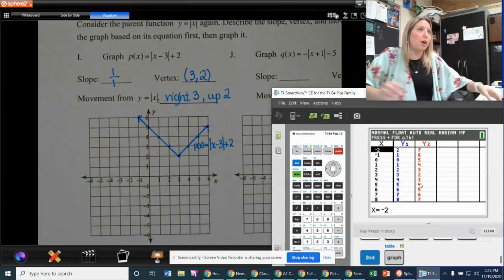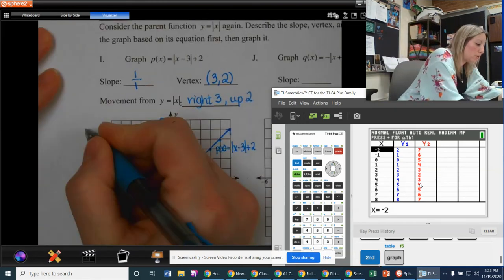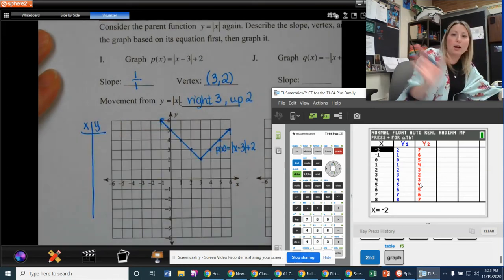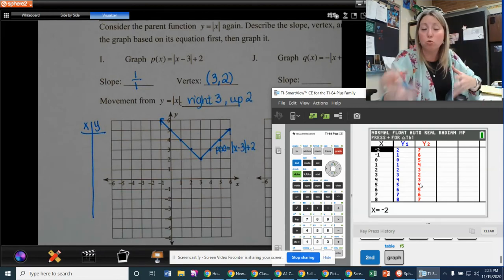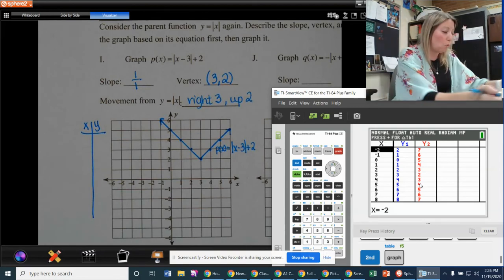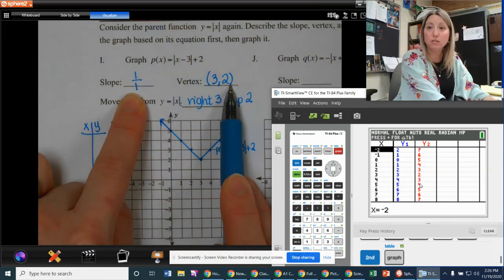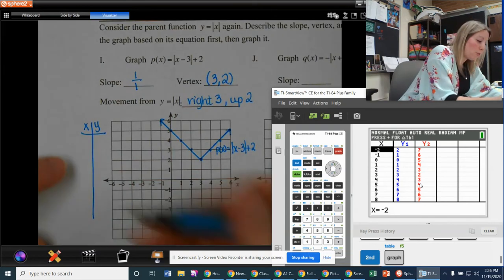If you use the graphing calculator to get these points, then you do write your table next to your problem. So I was asked to graph, and I'm going to the graphing calculator to get my points, because if I'm someone out there who doesn't know what this equation is telling them about the vertex and slope, that's fine. You're getting it from here. Write it down. Show me that you're getting it from there.